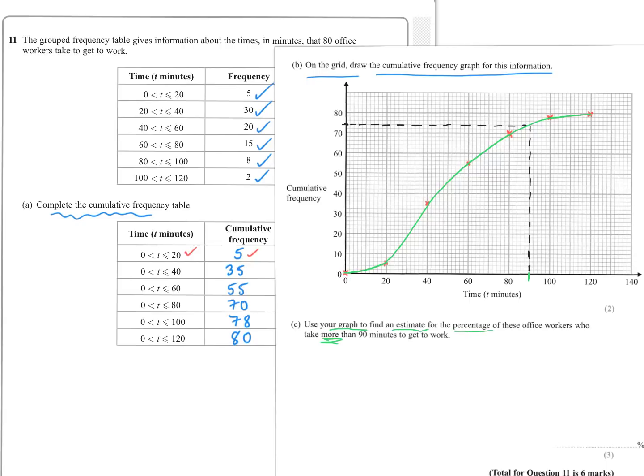And this gives me 75. So that means there were 5 out of the 80 who took more than 90 minutes. And as a percentage, all I do is I do 5 divided by 80 on my calculator and then times it by 100, and I get 6.25%. And just before we leave this question, I'm going to stress again, please show these dotted lines, they're really, really important.